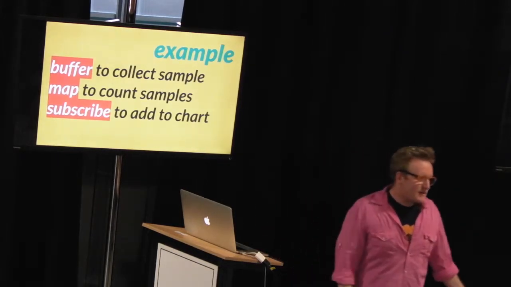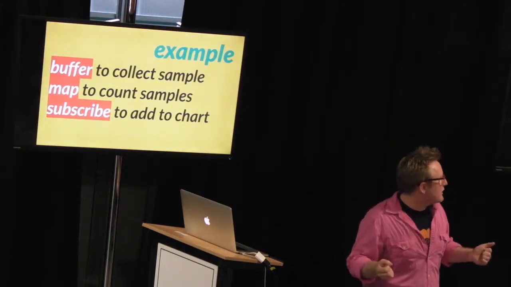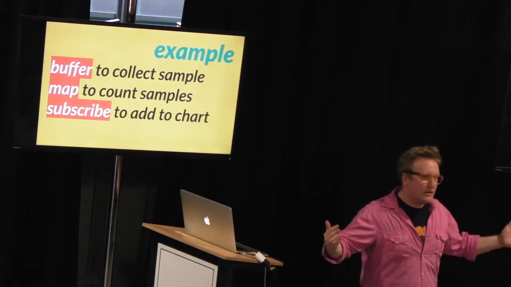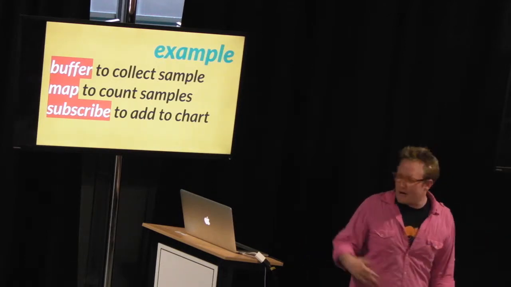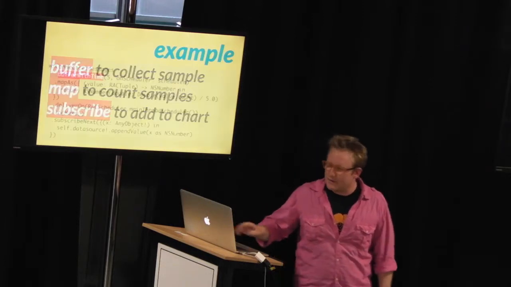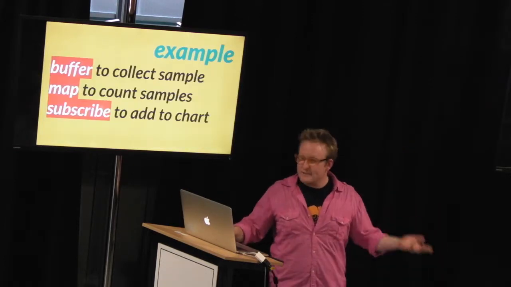And then I'm going to map that. So the next step down the pipeline, I've received this collection, this tuple of events. I need to know how many there are. So my map is just counting the size of that. And then subscribe to add it to the chart.